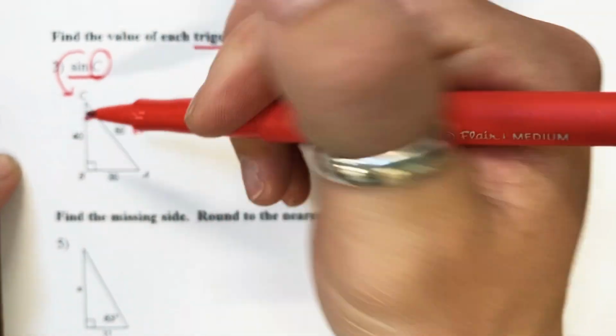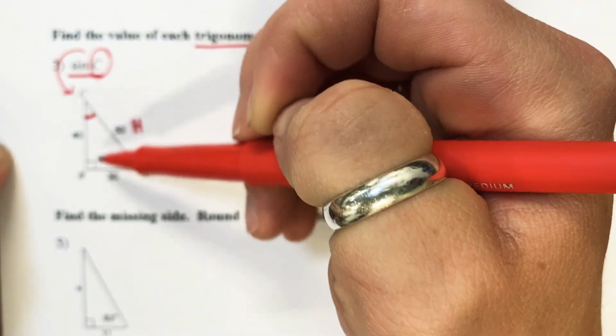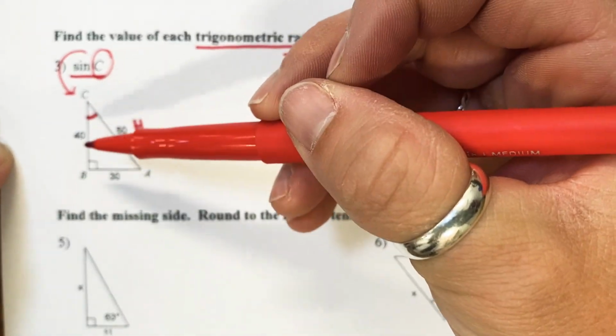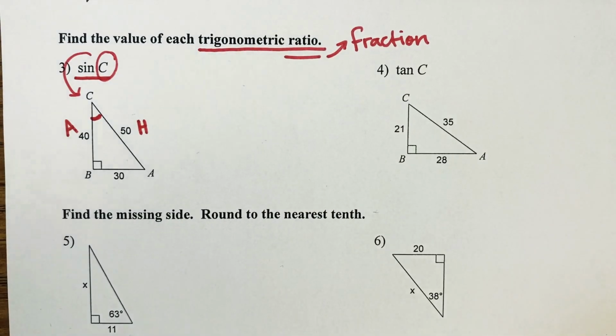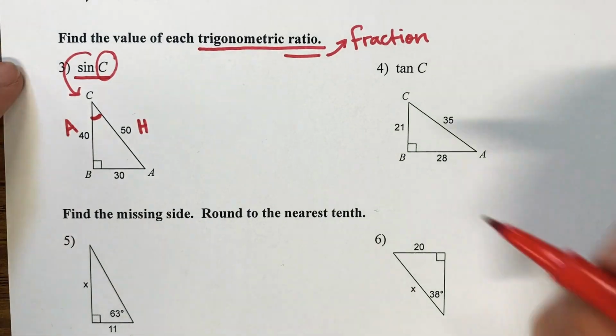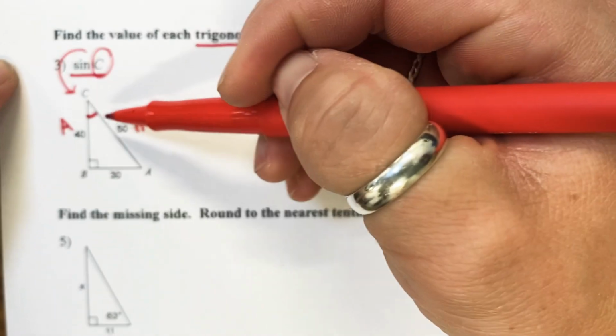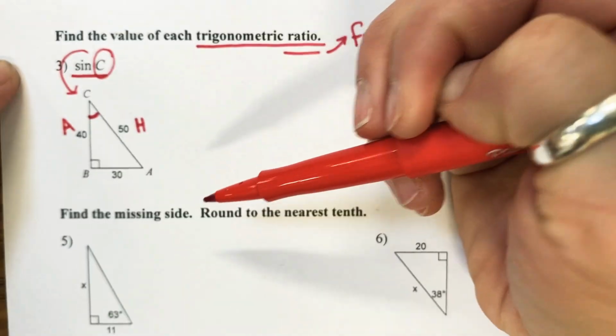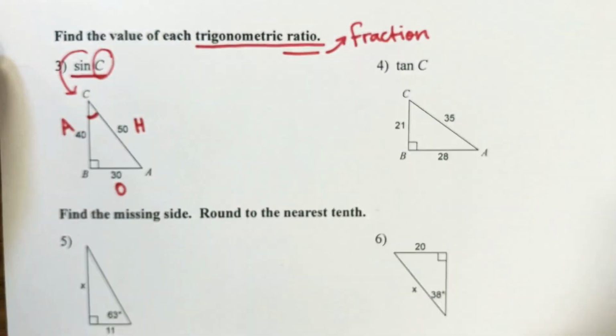Okay, well, adjacent means next to. The side that is next to the angle, it's touching the angle, is 40. So we know that 40 is our adjacent side. And then opposite, pretty self-explanatory. If we were to start in our angle and go to the opposite side, we know that 30 is our opposite side.